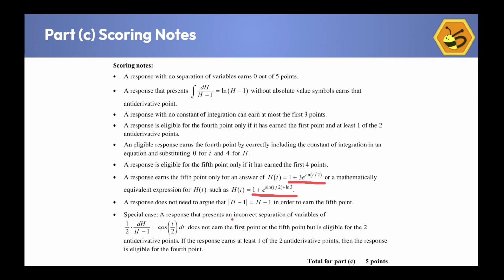And if you present an incorrect separation of variables, this is a special case or exemption to what I just talked about earlier. So if you did the separation of variables incorrectly, because I put 1 over 2 on the left side, it should be on the right side. If you really want to put it on the left side, you might need to put a 2 here instead of 1 over 2. It does not earn the first point or the fifth one, but it's eligible for the 2 antiderivative points. And the first point rule is still this. So this is a special case if you did it wrong.